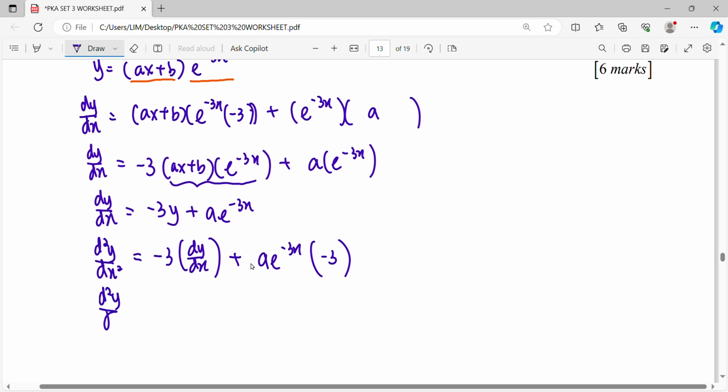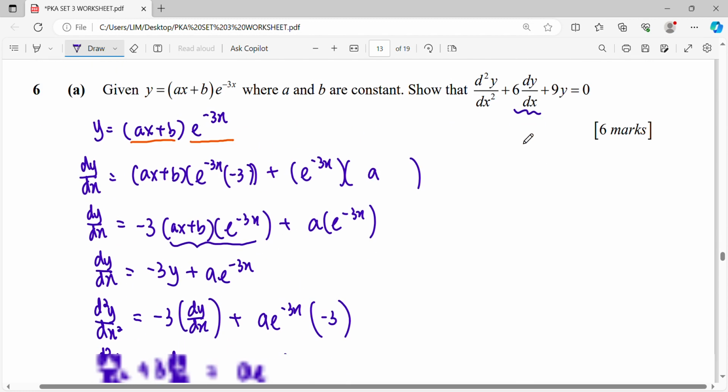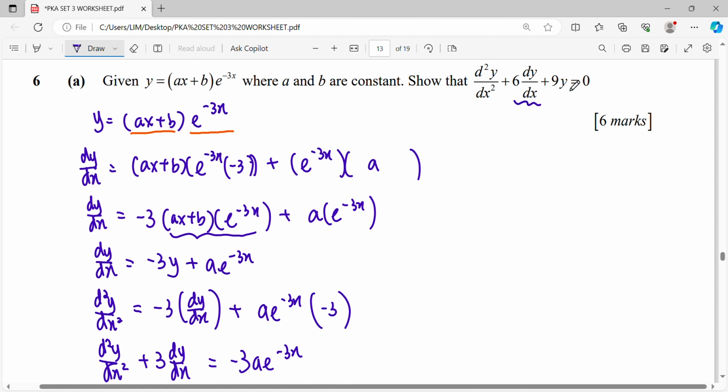So d2y/dx squared, where this negative 3y, we move it to the right hand side, is getting similar to the answer that we need to prove. And here, negative 3 is our coefficient, so we move it to the front together with a. So this is a coefficient. So observe your equations here. What do you need? You need your answer in terms of y. So this one you have to substitute in terms of y and dy/dx. You are still not there yet. 6 dy/dx: here you only have 3 dy/dx. Means your terms here involve dy/dx and y in order to fulfill the equation.